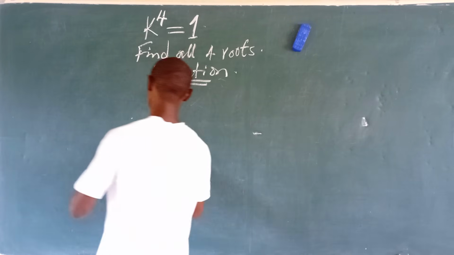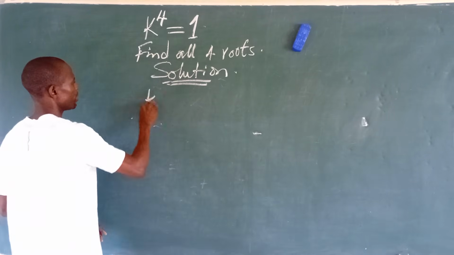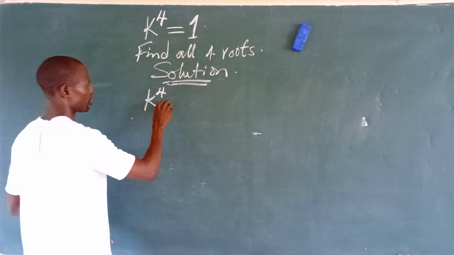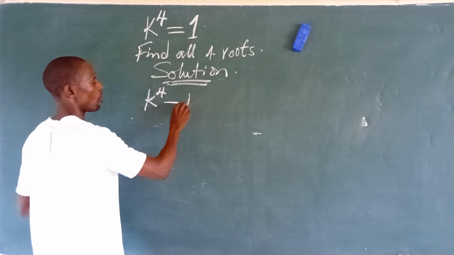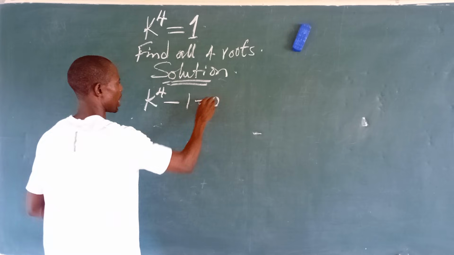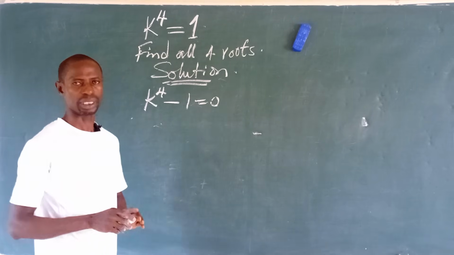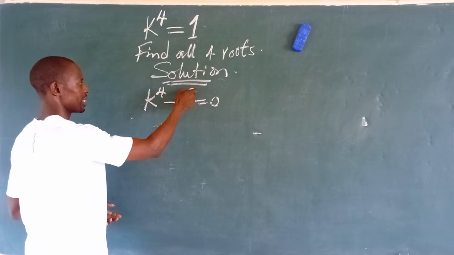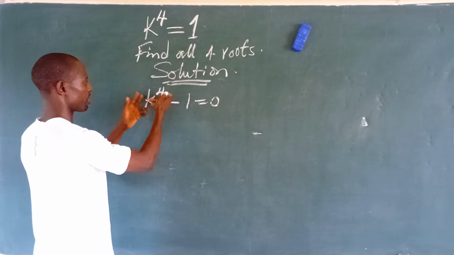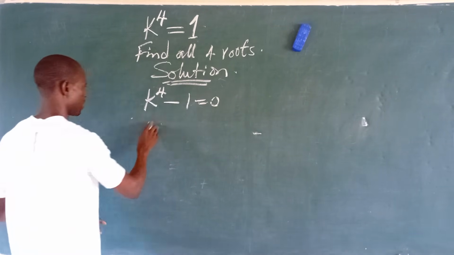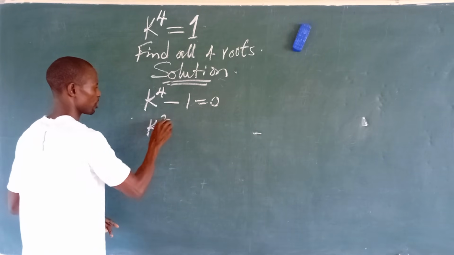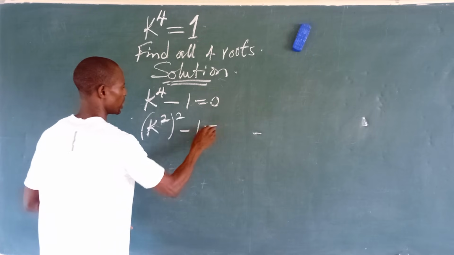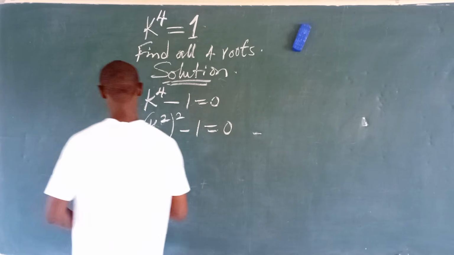All right, so here we have our k raised to power 4. We move this to this side of the equation, so minus our 1 equal to 0. Remember, 1 can be written as 1 to the power of 4. So I want to rewrite this power here, and I can write this as k to the power of 2, further raised to the power of 2, minus 1 equal to 0.